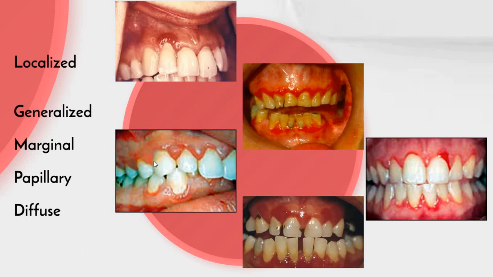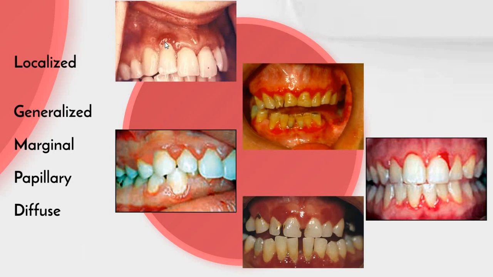Papillary gingivitis involves the interdental papilla and often extends to the adjacent portion of the marginal gingiva. The effect here, because it's inflammation, crosses, for example, from this papilla to this papilla, and while crossing, it will affect the free gingival margin.